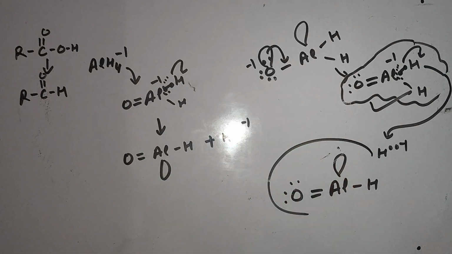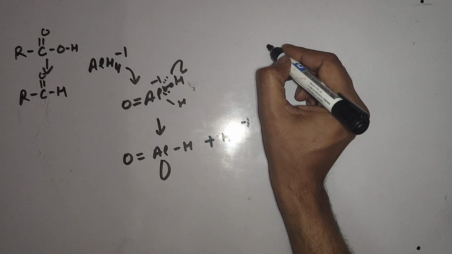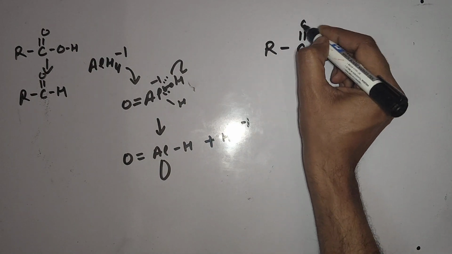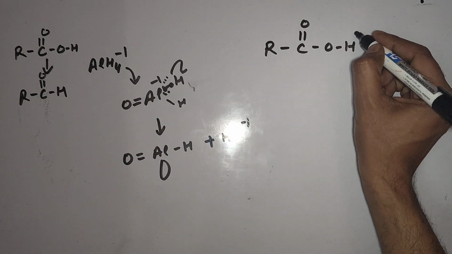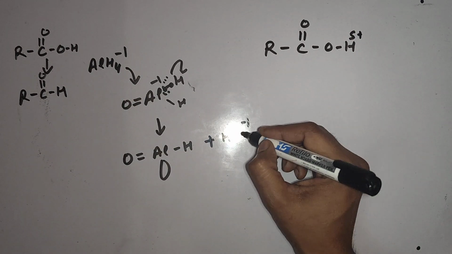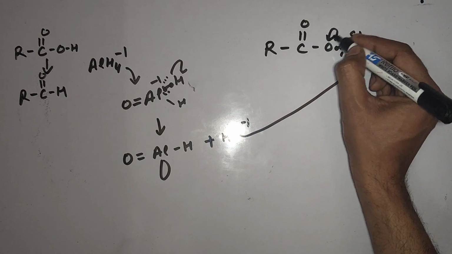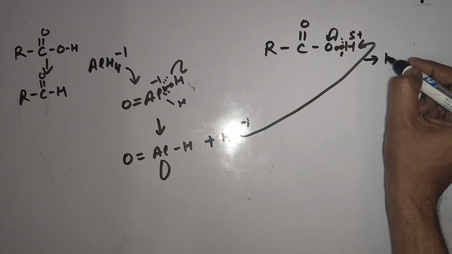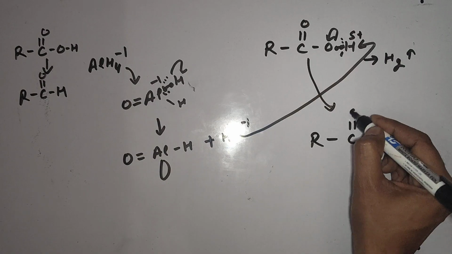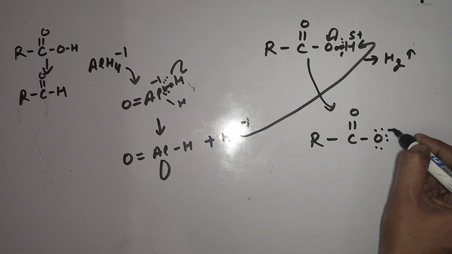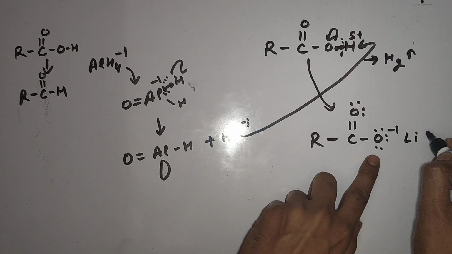What will this hydride ion do? It will go for the second particle of carboxylic acid, RCOOH. Again, the same mechanism will start. Here hydrogen is positive, so hydride will start attacking the positive particle. Again, the bond will break between oxygen and hydrogen. Hydrogen gas will be released. This particle will turn to RCO negative. This one. This oxygen will again be stabilized by lithium particles.